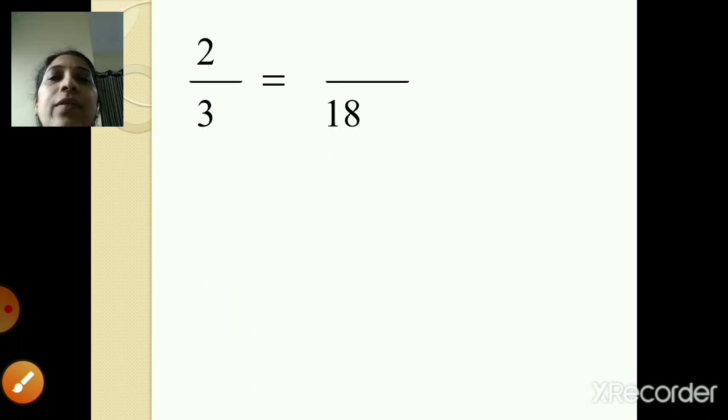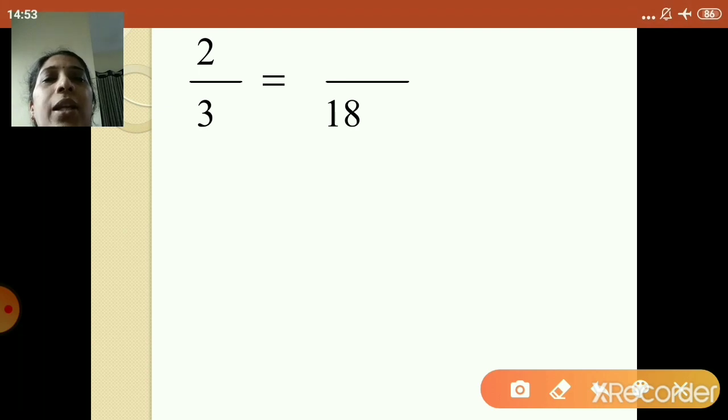What is the second fraction? 2 upon 3 is equal to dash upon 18. So again we have written the denominator as 18. Now you have to find out the numerator. So what I'll do? Now 18, 18 divided by 3. What do you get the answer? 3 6s are 18. Right?